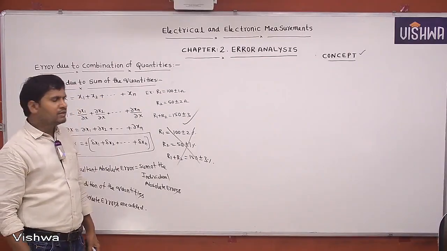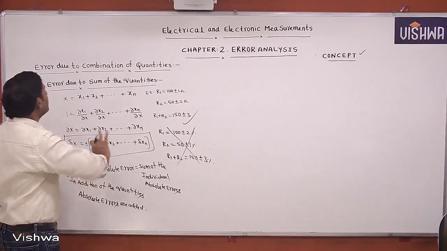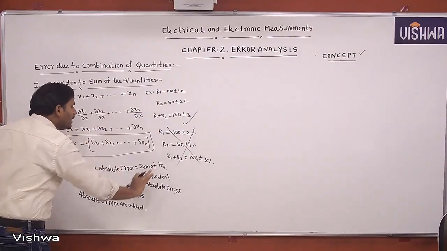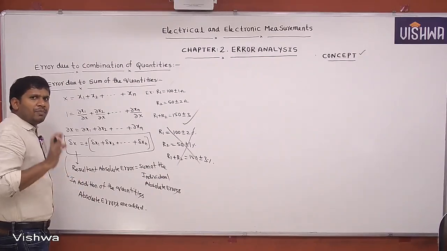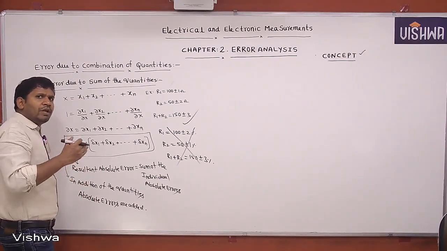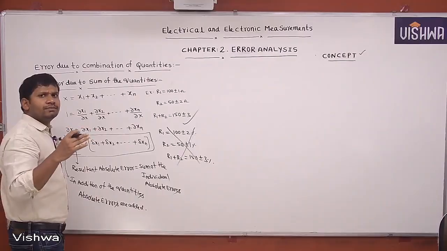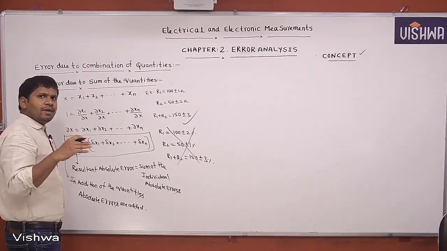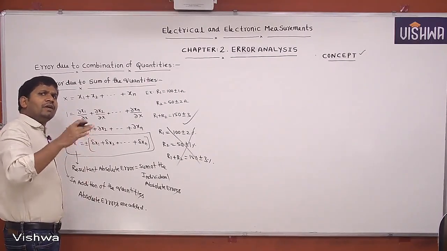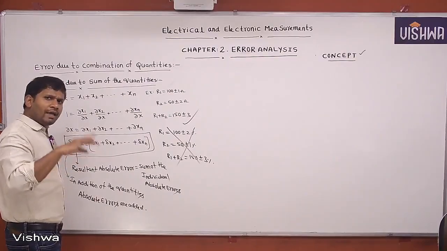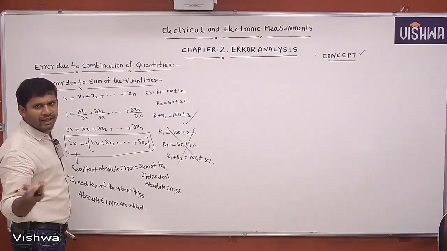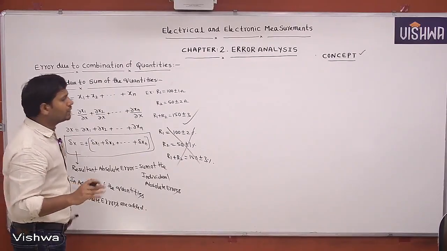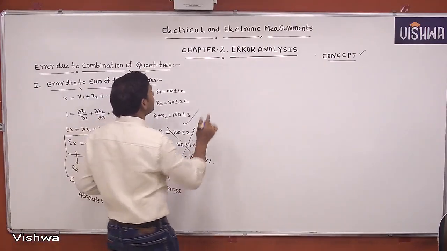Clear? The final observation: wherever we do error analysis in addition of quantities, if absolute errors are given, you can add directly. If limiting errors are given, you convert them into absolute errors, then add. Again, if you want to state the result in terms of limiting error, you convert that absolute error back into limiting error. Understood? Okay, this is one observation.